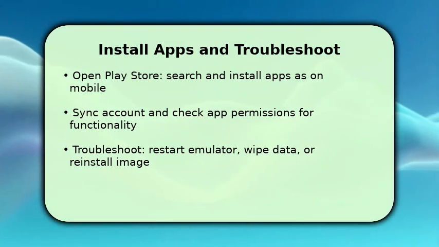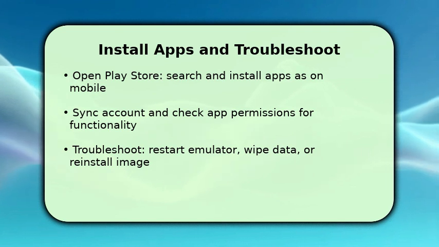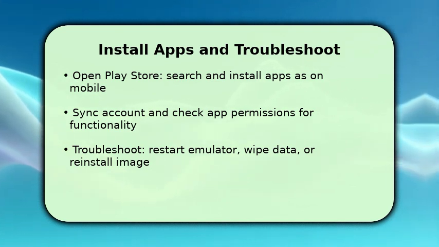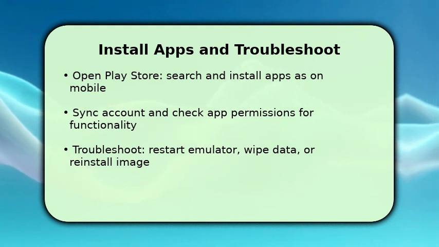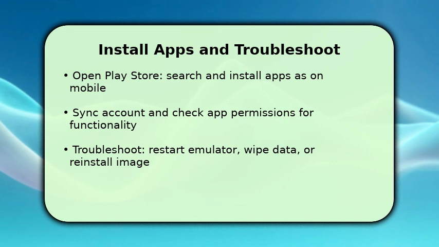You open the Play Store inside the emulator, sign in, and install apps just like on a phone. Search, tap Install, and wait for download. Once apps are installed, verify permissions and enable Google Play services if an app needs it.